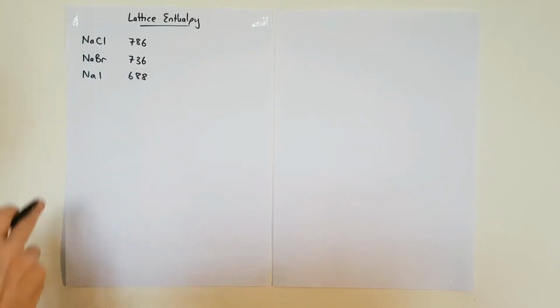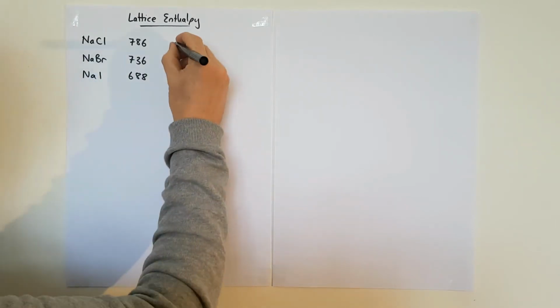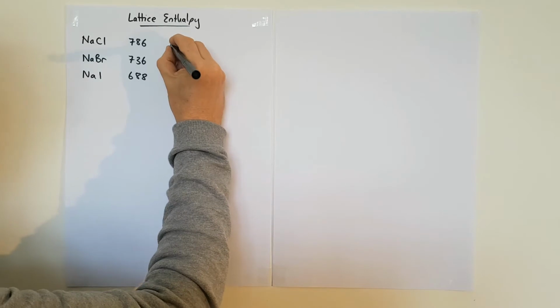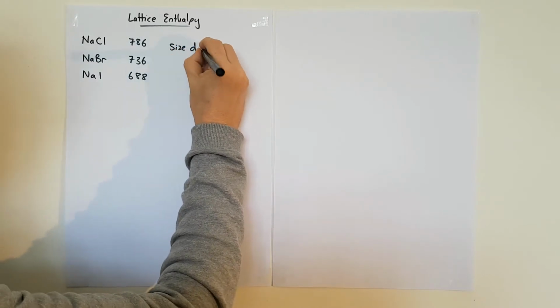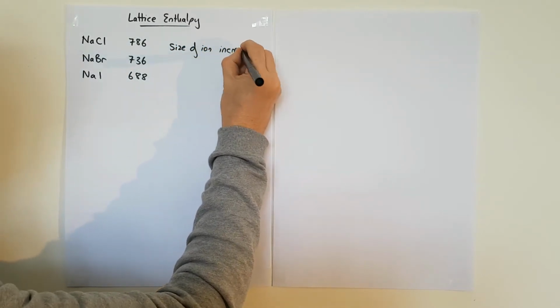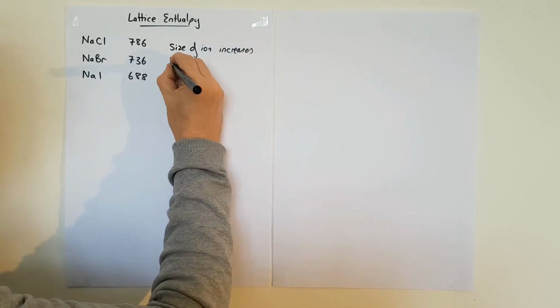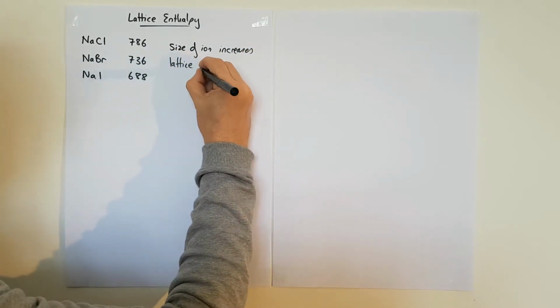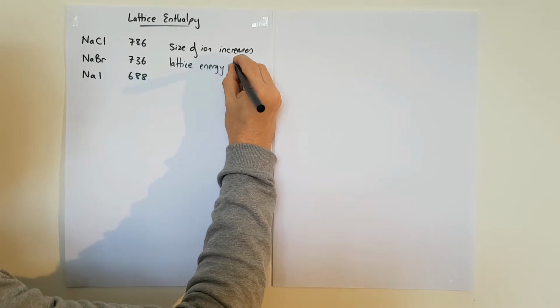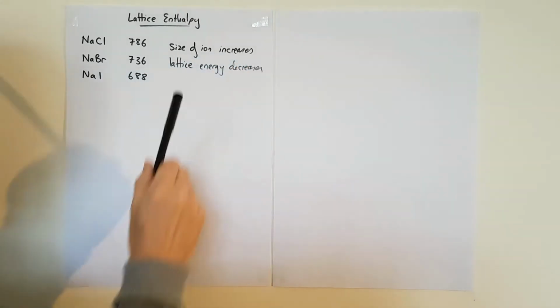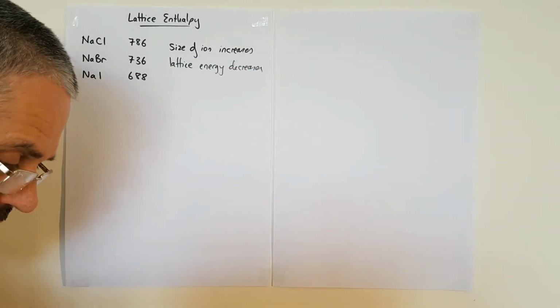So why is that? Well, the only thing we've changed is the halide ion there. As the ion gets larger, so the size of the ion increases, the lattice energy decreases. That's a great time for that pen to run out.